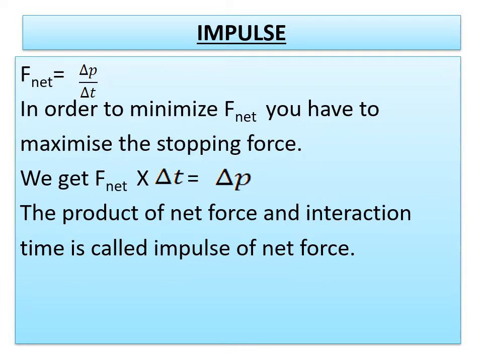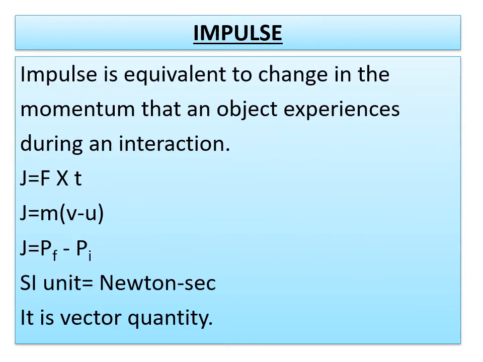So what is the delta T? Interaction time. Interaction means when a body is in touch with any other body. Here, impulse is equivalent to change in the momentum that an object experiences during an interaction. So here, impulse is represented with J, and J is equal to F into T. Here, what is this F? Nothing but your F net only.